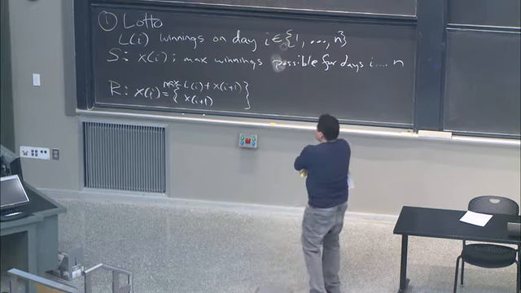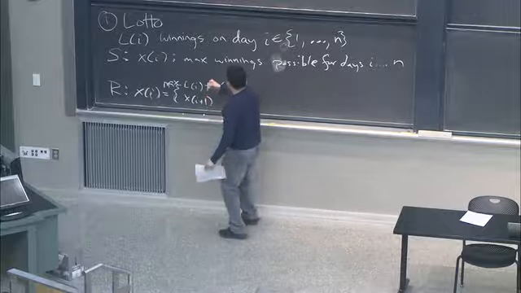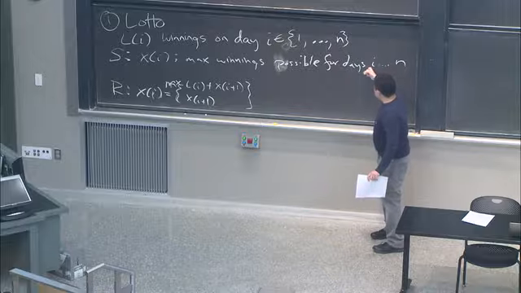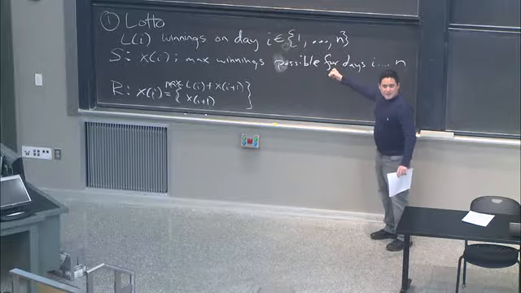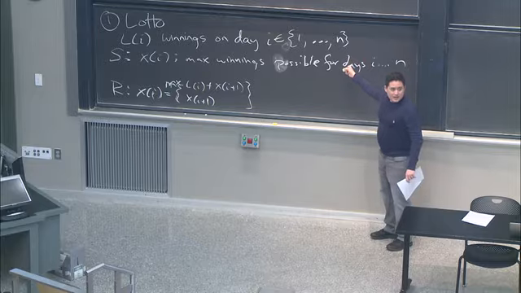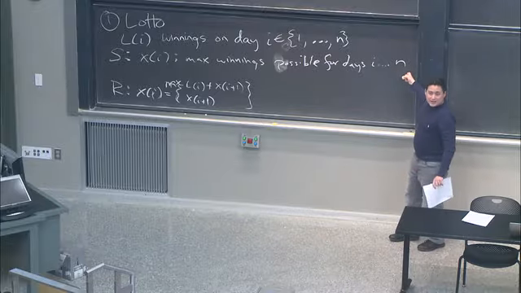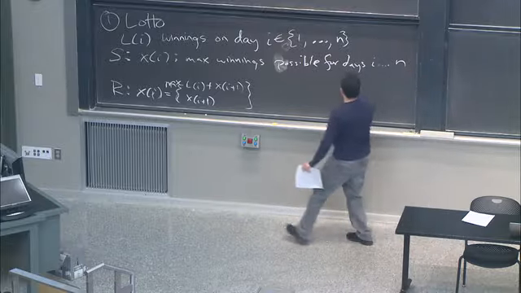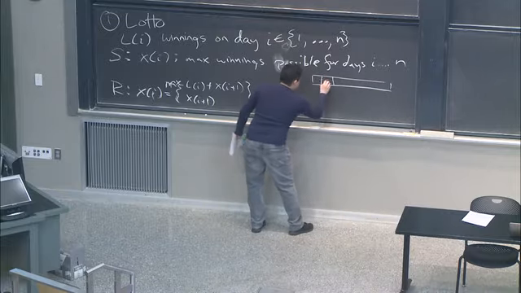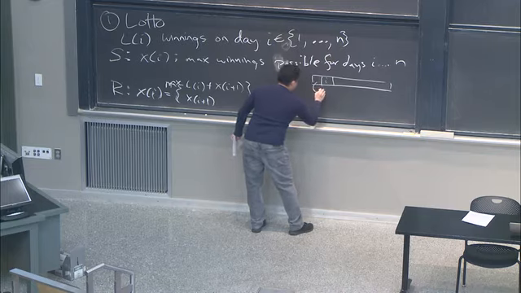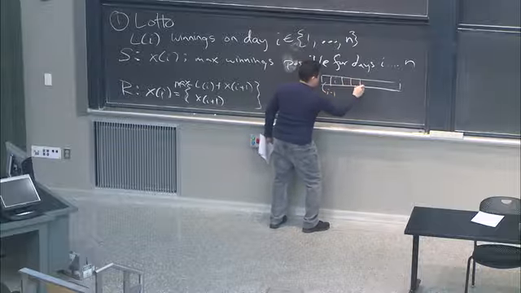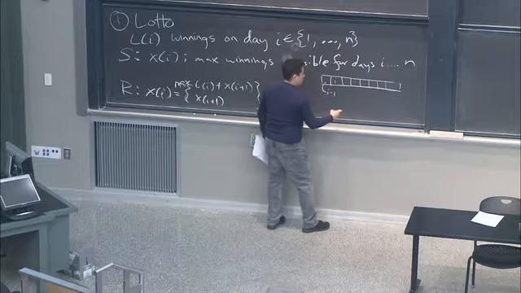In a sense, for me to know, this is max winnings possible for days i to n, but in some sense it depends on which days I picked before, right? Because if I picked i minus 1, I can't pick another day for another 6 days, right? So let's do this precisely. This is i minus 1. I have a 7-day period, 1, 2, 3, 4, 5, 6, 7, right?